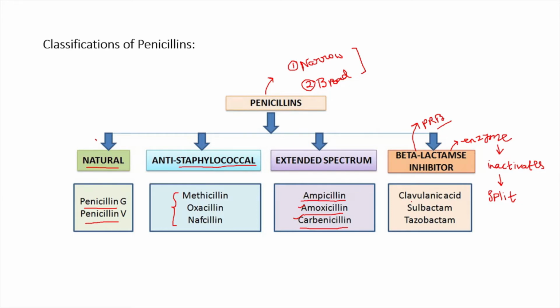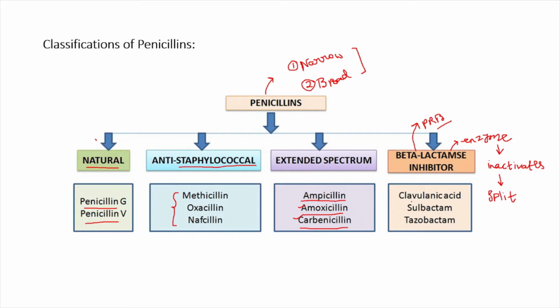Alright, so beta lactamase inhibitors. What do these beta lactamase inhibitors do? These inhibitors first bind and inhibit the beta lactamase so that the beta lactamase will not be able to inactivate the penicillin, and then you add penicillin and that will kill the bacterial cell wall.